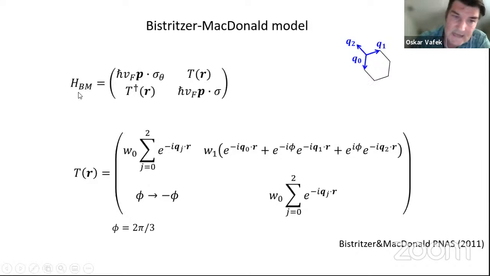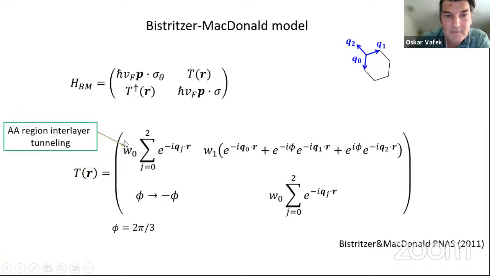This Bistritzer-MacDonald Hamiltonian is written here for one valley. The other valley is related by time reversal symmetry. And it's a 4x4 differential operator. The upper 2x2 block acts in the sublattice space, so this Pauli matrix sigma acts in the A or B sublattice. And then this tunneling matrix function describes the tunneling through the AA regions parametrized by w_0, and then the tunneling through the AB regions parametrized by w_1.